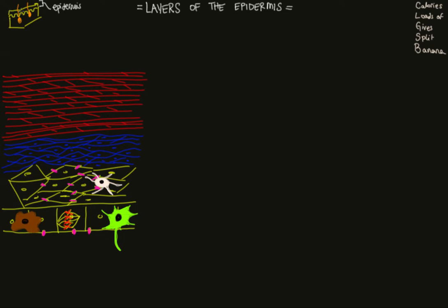And though it's actually a thin layer compared to the underlying dermis, it is made up of 4 to 5 different layers. So today we're going to be looking at the 4 to 5 different layers, and there's a mnemonic to help you remember the names of each of the layers.